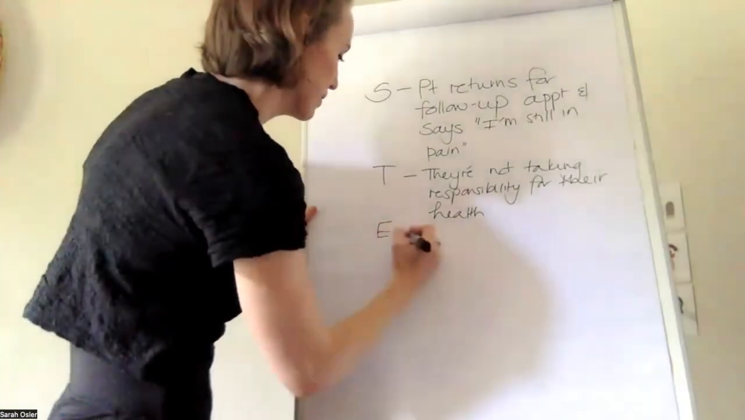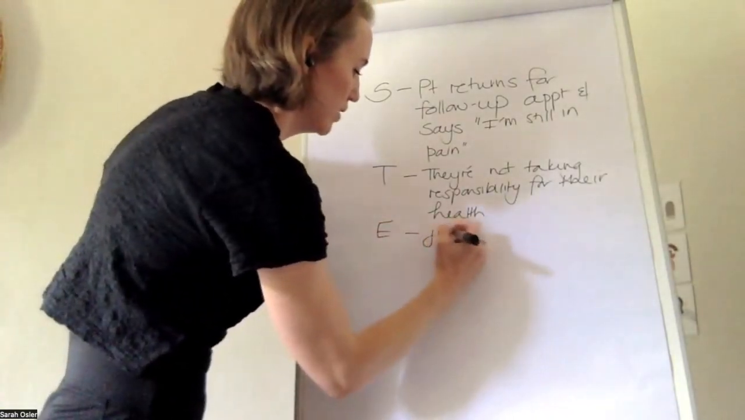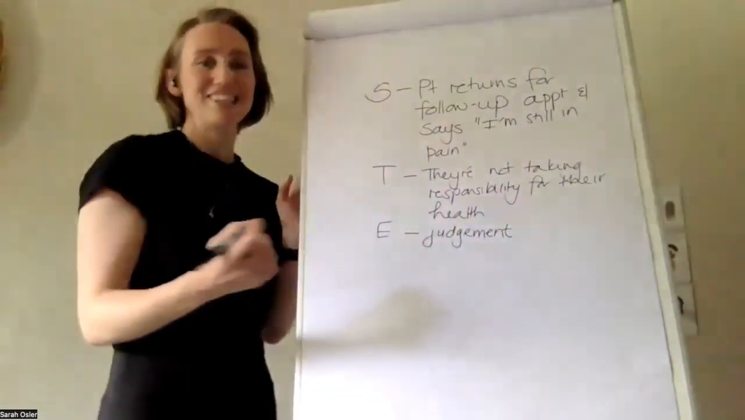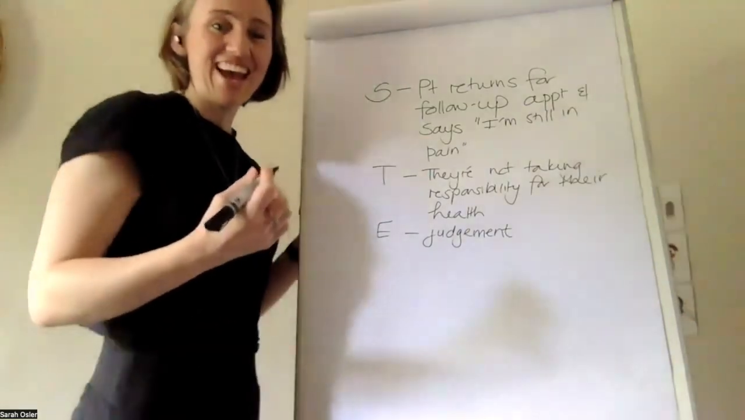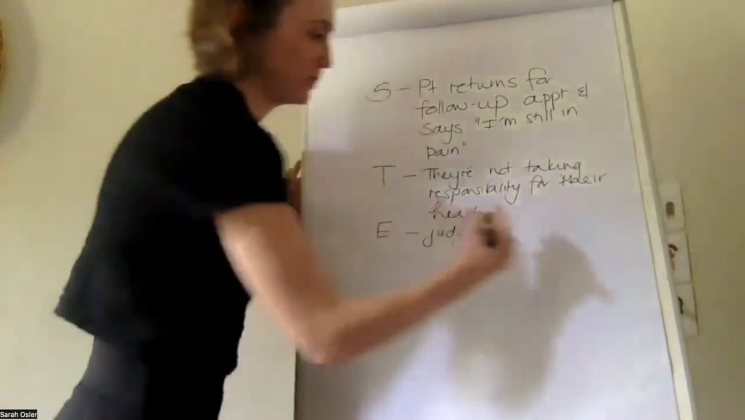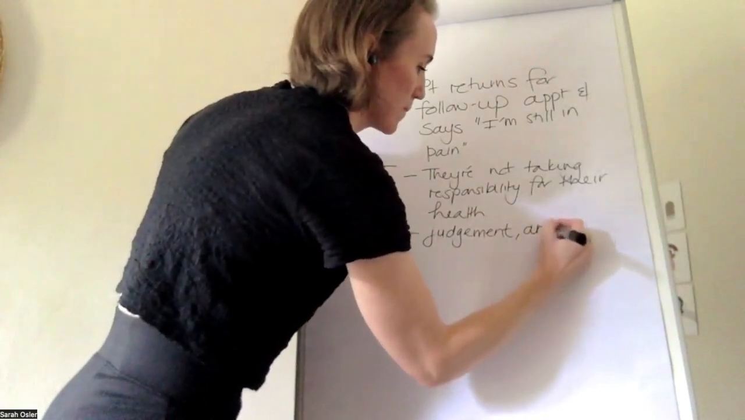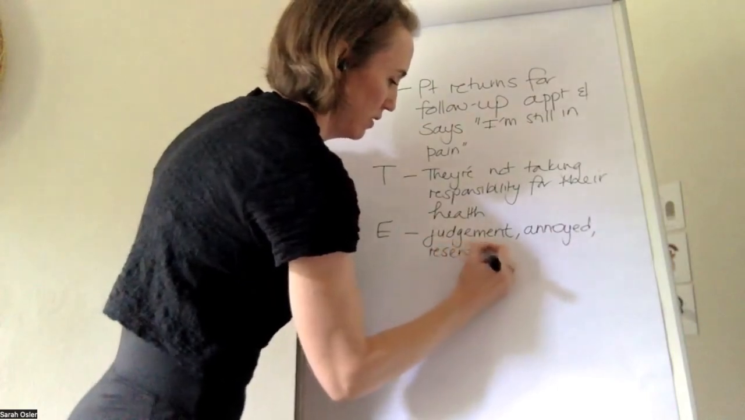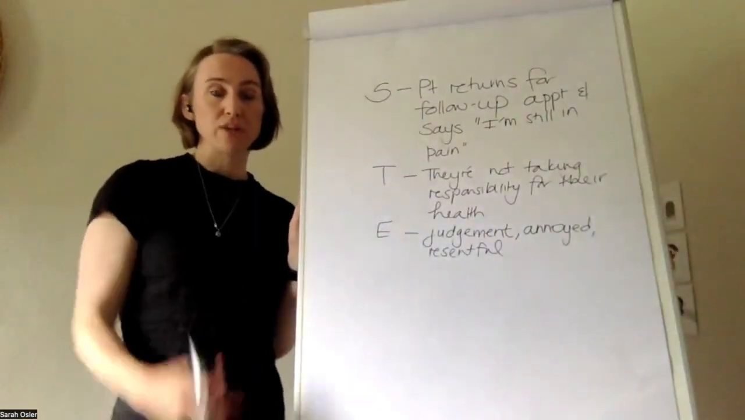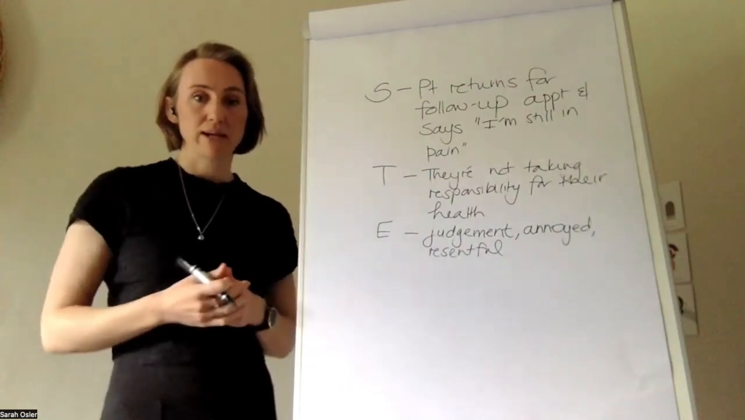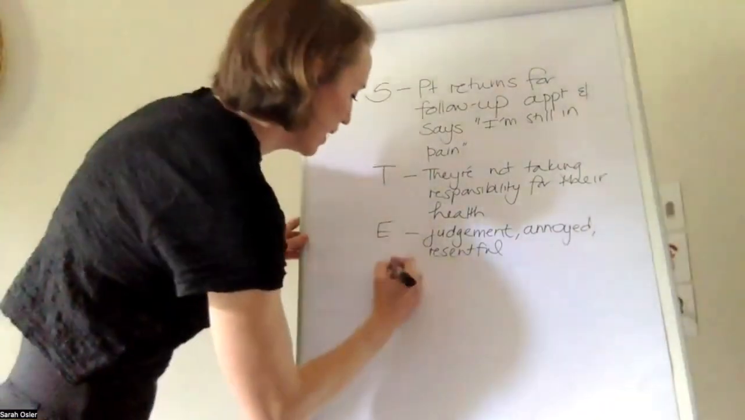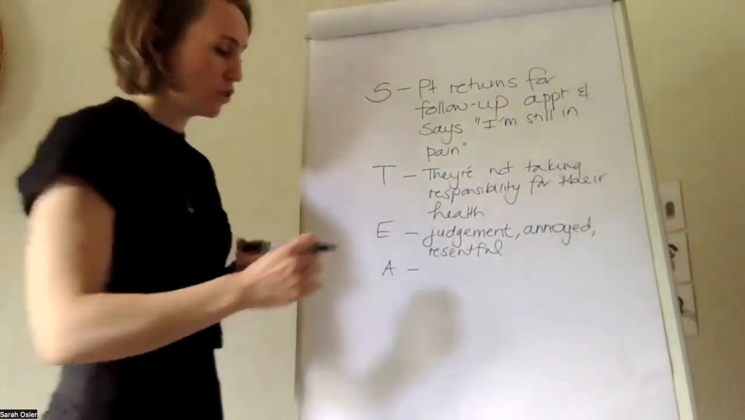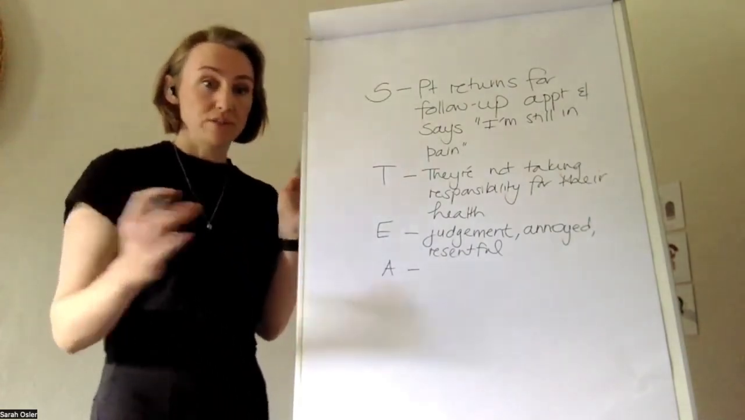The emotion is something like judgment or judgy. I don't know if that's an actual emotion, but feeling judgy. And then something like annoyed, maybe also resentful, like I'm working so hard, I'm doing so much, and the patient isn't meeting me halfway kind of thing, right? As for the actions that she takes, I said this could also be inaction. So she doesn't ask any more questions.